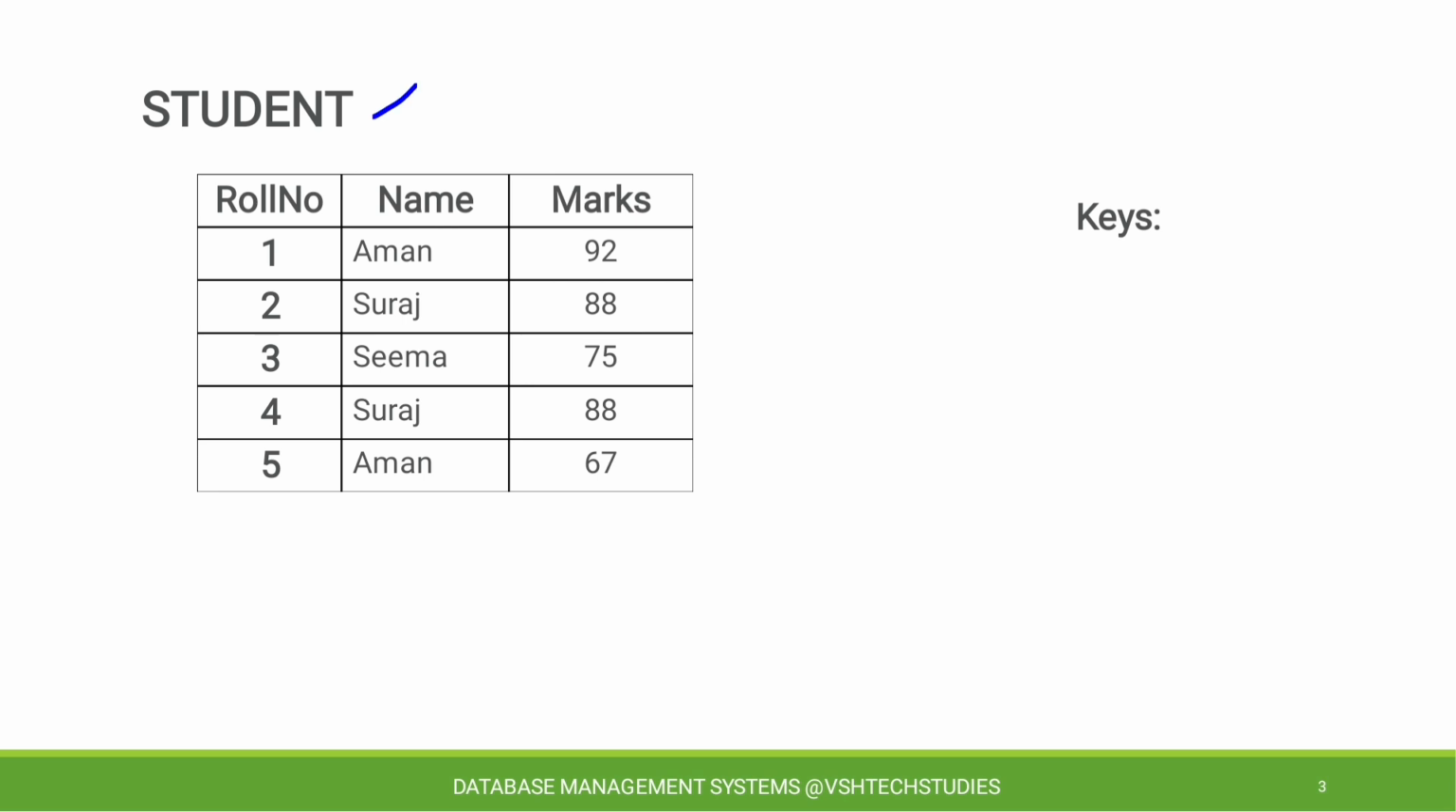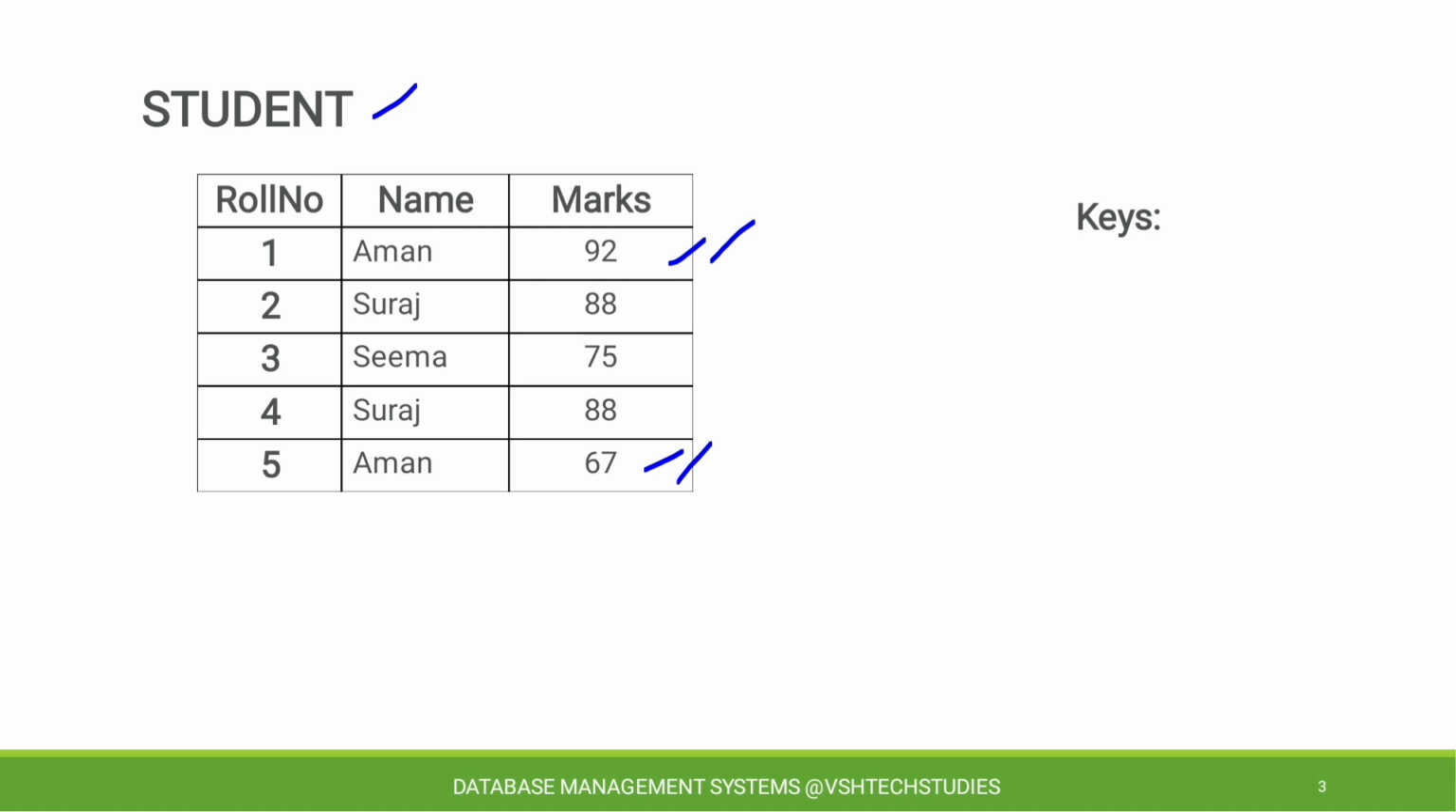Consider student table. In this the attributes are roll number, name, marks. So identify a row with name equal to Aman means that is this row and this row. So there are two rows. Now with the name attribute value only, we cannot identify any row uniquely here. Next, identify a row with name equal to Aman and marks equal to 92 means that is this row only. Identify a row with name Aman and marks 67 means this row only. Now with the name and marks attribute values, we can identify these two rows uniquely.